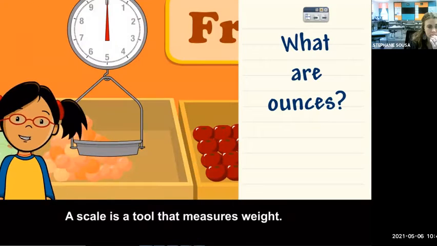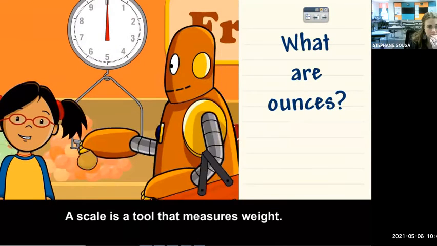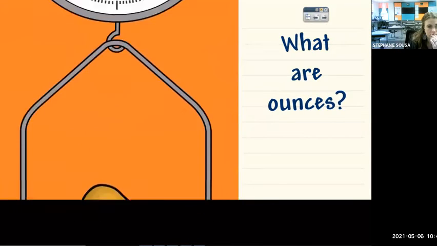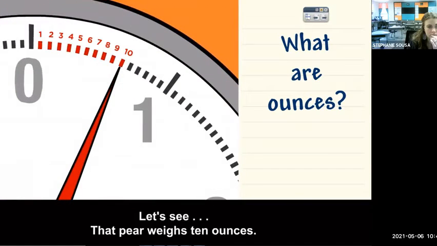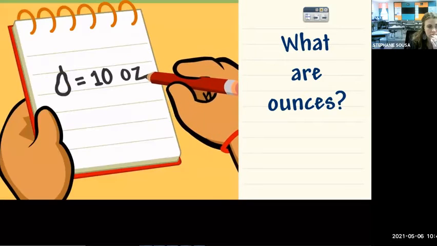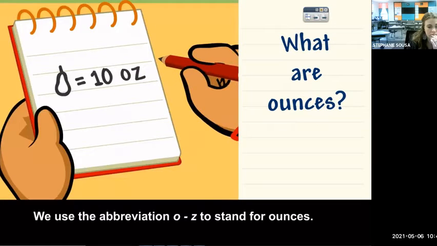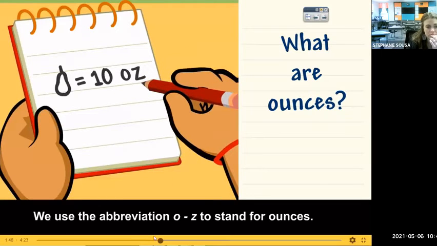A scale is a tool that measures weight. Let's see. That pear weighs 10 ounces. We use the abbreviation OZ to stand for ounces.